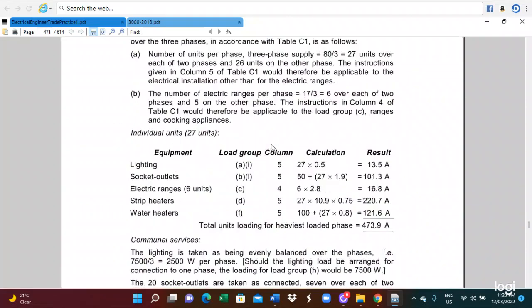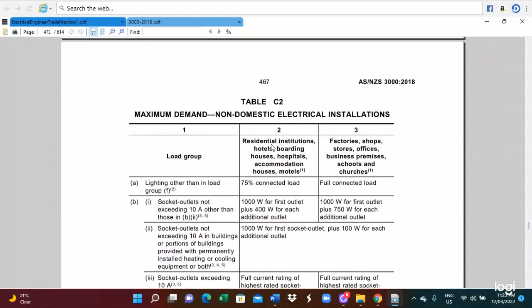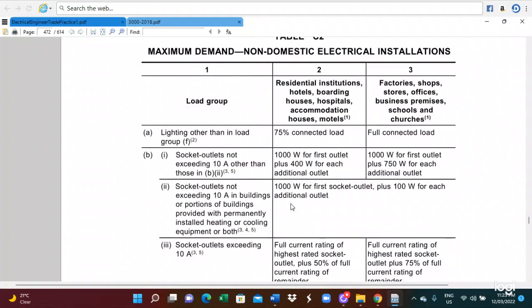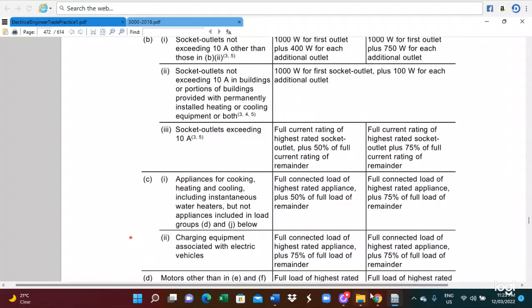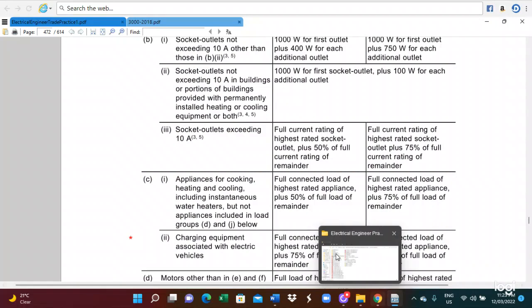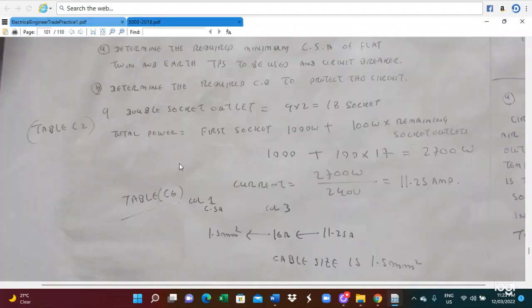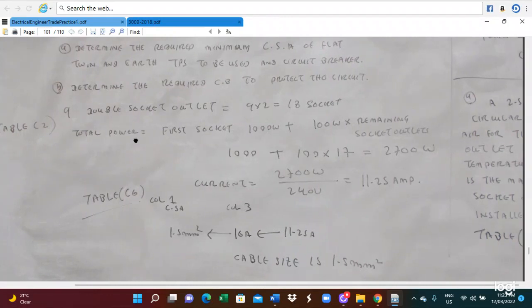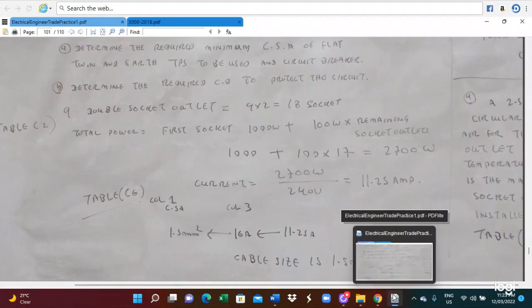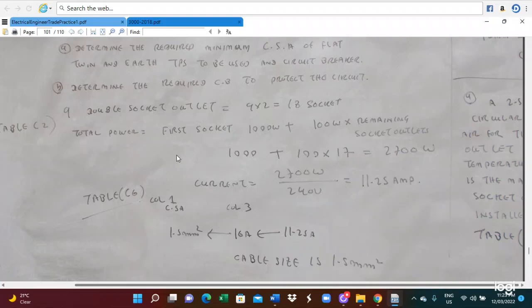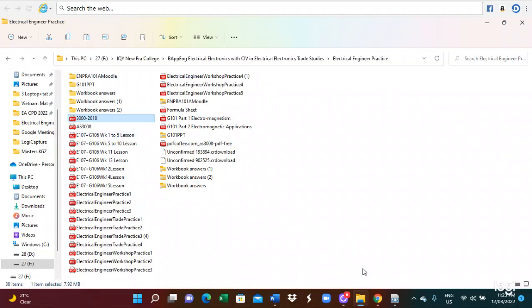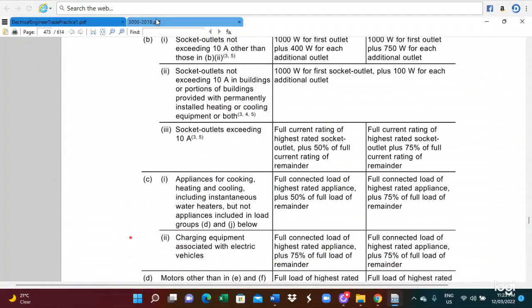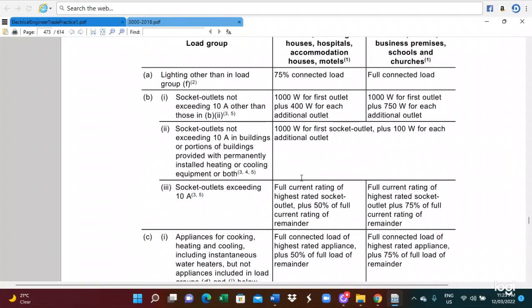So the total power is from Table C2. We are using AS3000. So this is the rule here: socket outlets not exceeding 10 amps. So 1000 watts for the first socket outlet and 400 watts for each additional socket outlet. This is the rule we have to utilize.